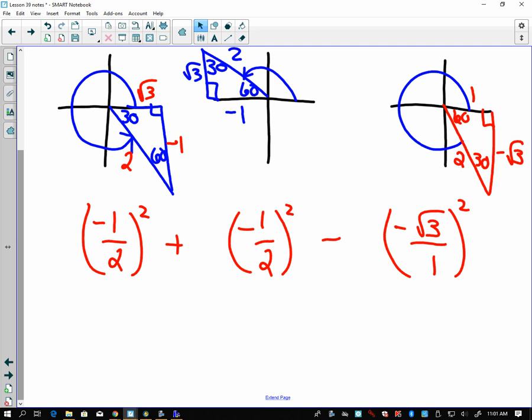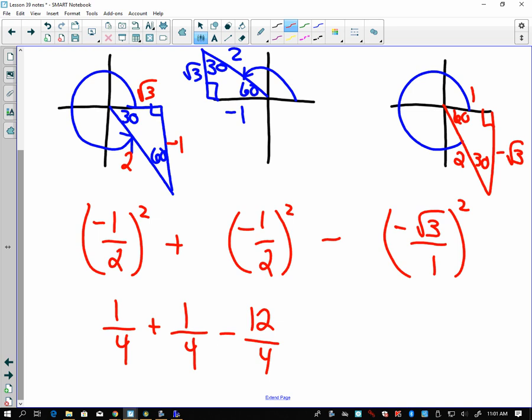All right, negative 1 squared is what? 1. What's 2 squared? 4. What's negative 1 squared? What's 2 squared? 4. What's negative radical 3 squared? 3. And it'll just be over 1, right? But if I want to combine all this, I'm going to have to change 3 over 1 to 12 over 4.